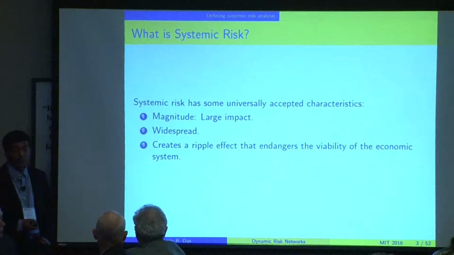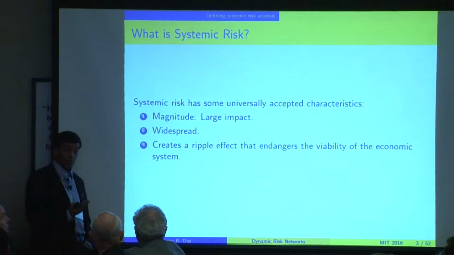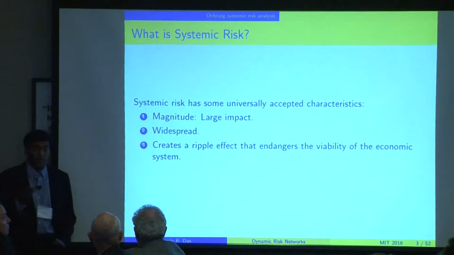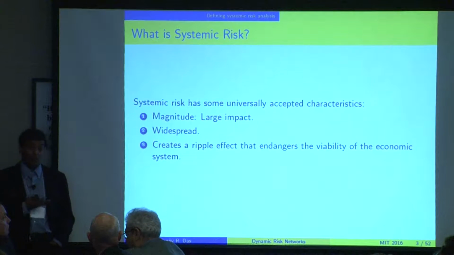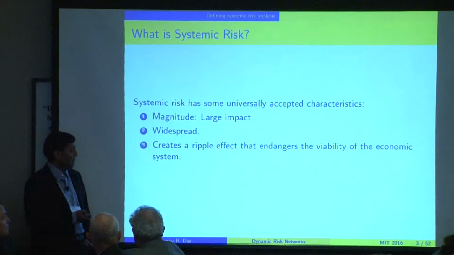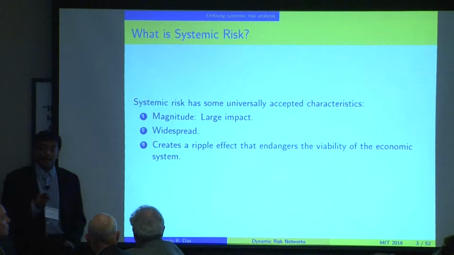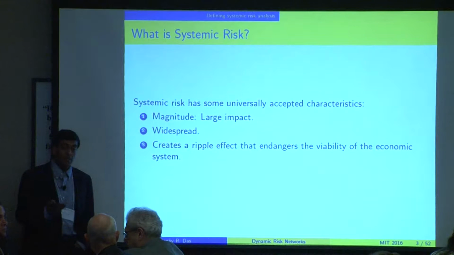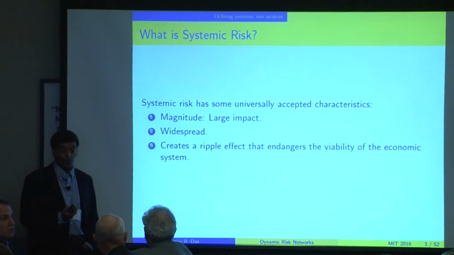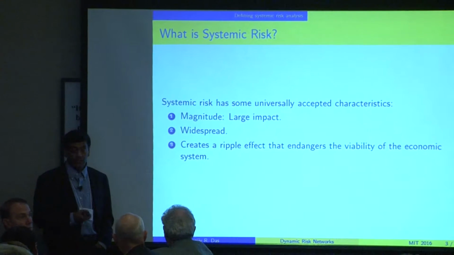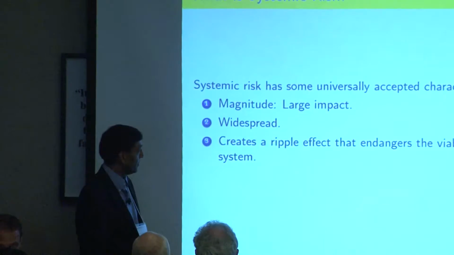Okay, so systemic risk has some basically accepted universal characteristics. We're all familiar with this. The magnitude of this risk is large, so the impact is large. It should be widespread. It's not localized. It might be big, but not widespread. That wouldn't be systemic. And finally, there's this notion of a ripple effect that you want to actually trap. And getting this ripple effect is usually done through interconnectedness, and that's why mapping a network might give you some sort of insights into how that thing might roll out through the system.